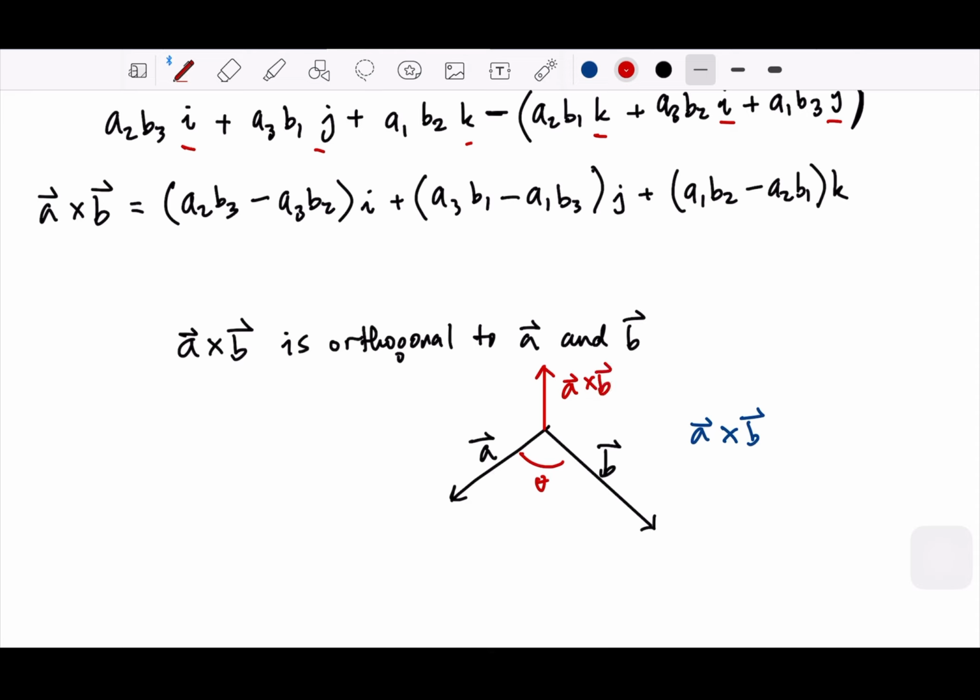Because remember, orthogonal means there are two possibilities, going up or going down, depending on how you decide. But since we start with A cross B, we will have it going up. If we go from B to A, it's going down. Okay, it's going down.